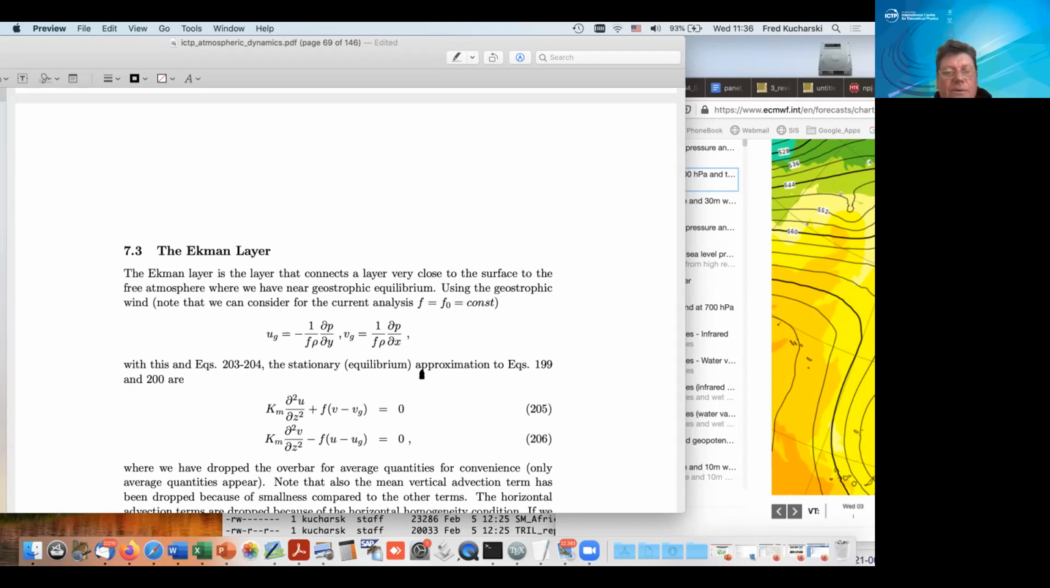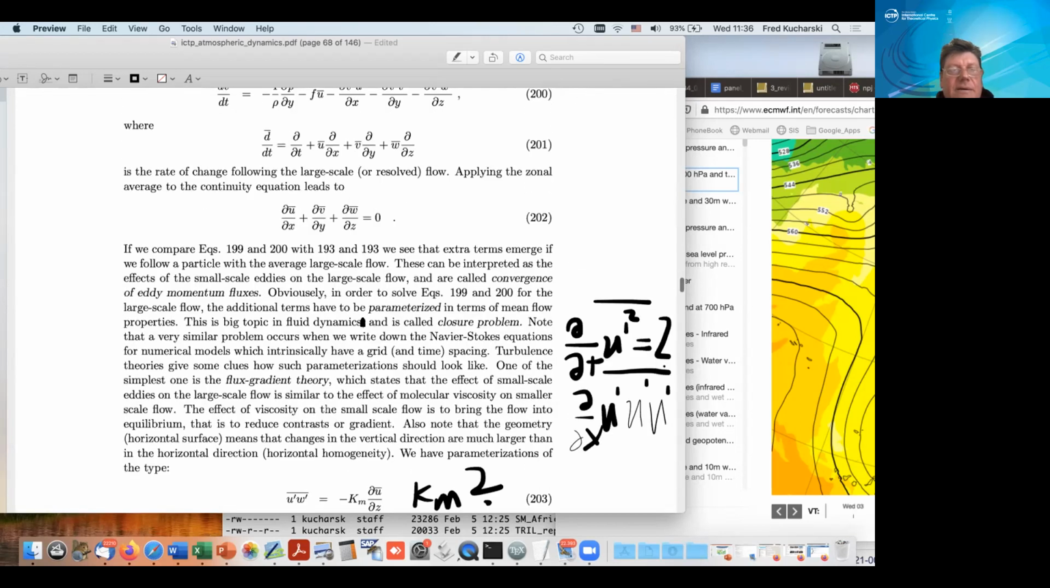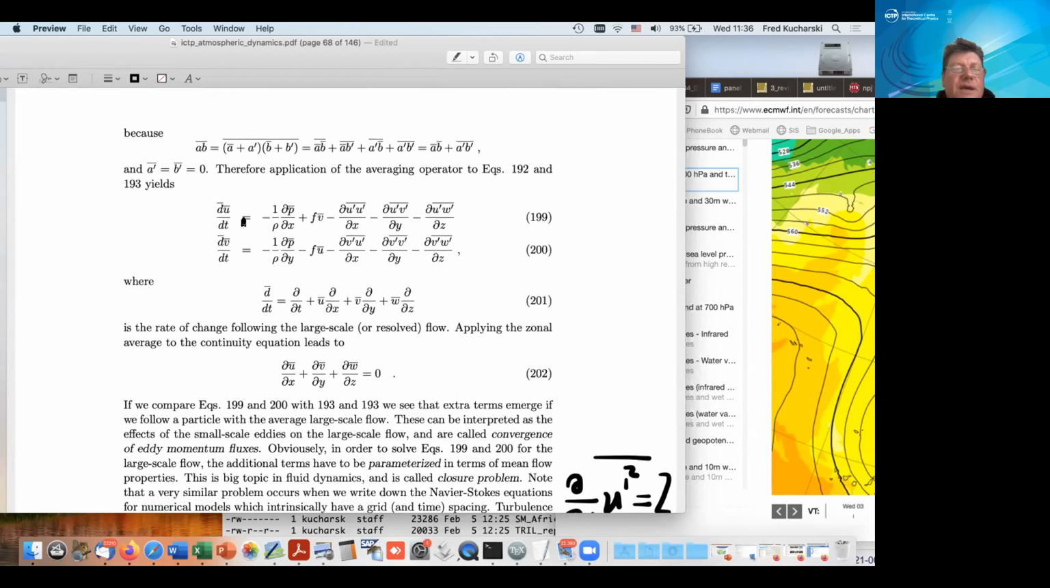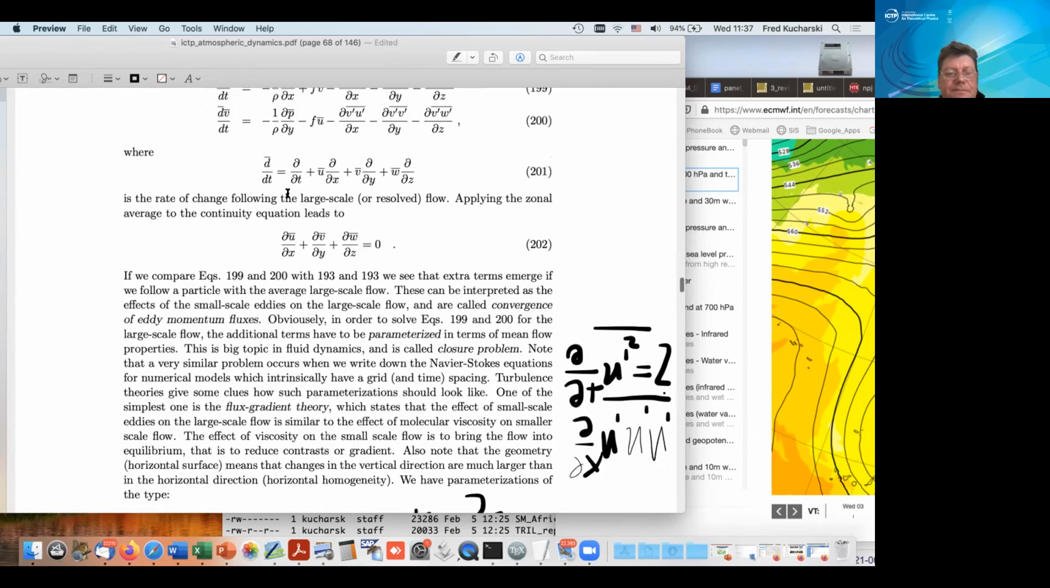So one trick is now to reintroduce the geostrophic equations. So instead of using the pressure gradient here, we are using the fact that we assume in the free atmosphere there will be geostrophic balance. So we can replace this by our geostrophic winds that should be applying in the free atmosphere.